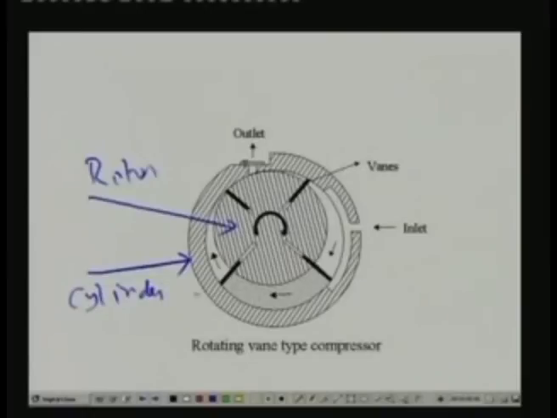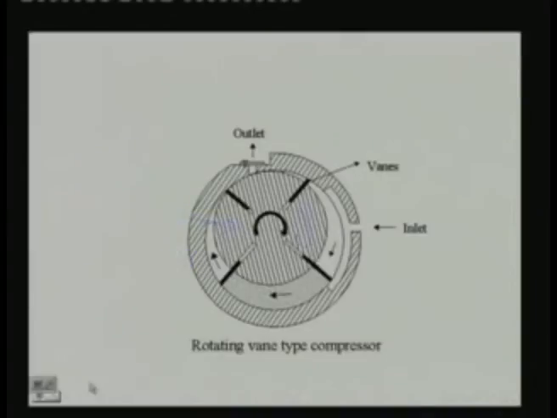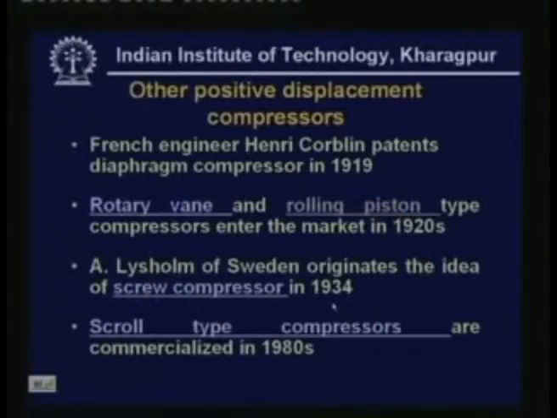As a result of this eccentricity, when this rotor rotates in this direction, it creates a suction and discharge effect within the compressor. So this is the principle of the rotating vane type compressor, and it is mainly used in small refrigeration systems, and I will discuss the performance aspects and detailed working principle in a subsequent lesson. And this picture shows the schematic of a rolling piston compressor. And another very important type of compressor called a screw compressor was invented in 1934 by Lishom in Sweden.